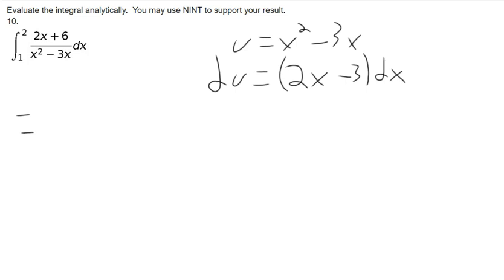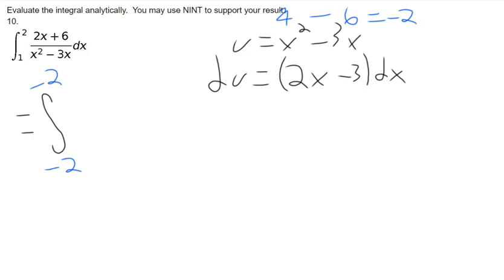And we have to write this with u values. So if x is going from 1 to 2, I'll plug 1 into these x's here. 1 squared is 1. Minus 3 times 1 is 3. Is minus 2. So u starts at minus 2. And then I'll also plug in 2. I have to take this 2, the upper limit, and plug it in for the x values here. So 2 squared is 4. Minus 3 times 2 is 6. That'll also give me negative 2.